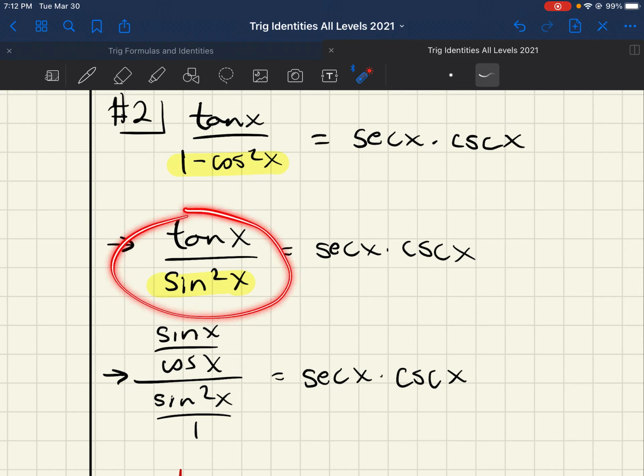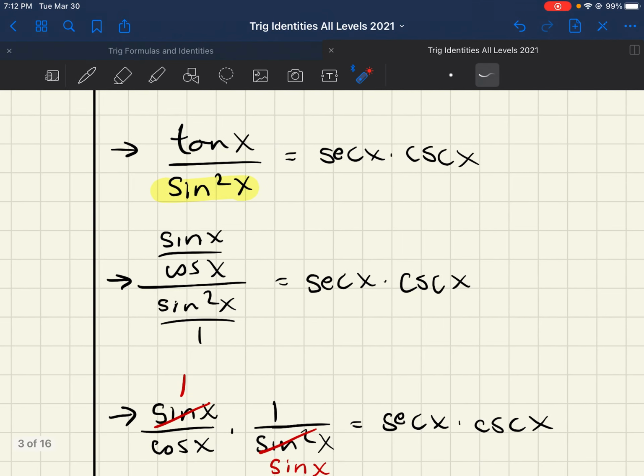Now we have tangent x over sine squared. And this is where I'm going to decompose things into sines and cosines. So I'm going to decompose tangent x into sine x over cosine x. I'm going to write sine squared as sine squared over 1, just because I know a lot of students prefer to see it that way. At this point, this is set up really nicely for a keep, change, flip. We're going to keep the numerator, sine of x over cosine x, change the division to multiplication, then flip the denominator to be 1 over sine squared.